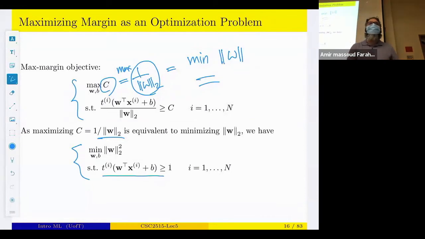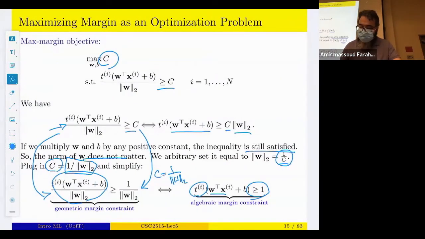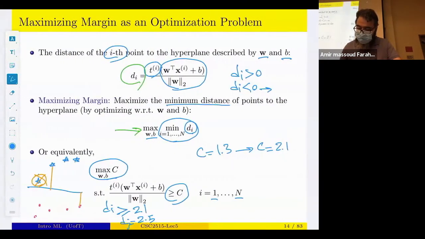Maybe before I go on, can any of you recognize this? I'll get back to questions. Maybe I answer some questions, because is C the distance to the closest point? C is, okay, the C that we have.